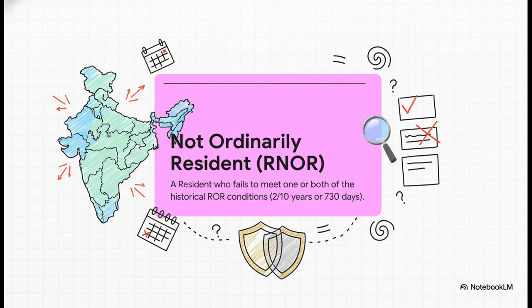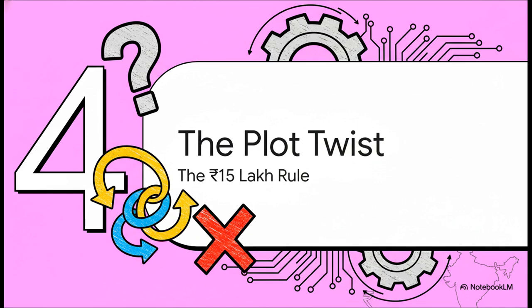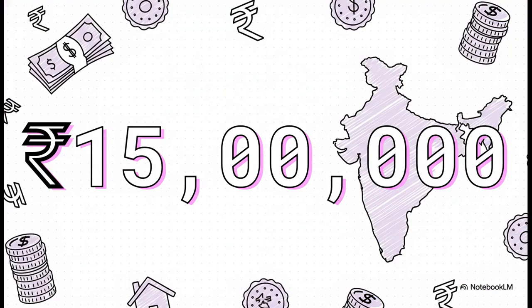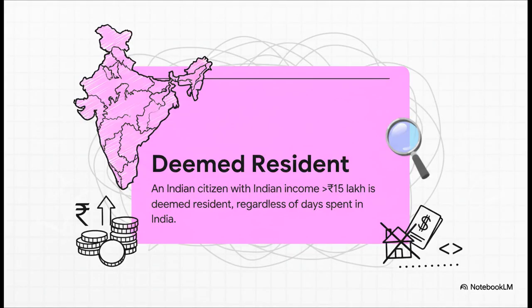you're technically a resident. Now, just when you think you've finally mastered all the day-counting rules, the law throws in a modern plot twist. This is a newer rule, and it can completely change the game, overriding everything we've just talked about. And it all revolves around this number, 15 lakh rupees. That's 1.5 million. It's an income level that can automatically make you a resident no matter what. Here's the kicker. If you're an Indian citizen and your income from Indian sources, we're ignoring foreign income here, is more than 15 lakh rupees, you can be deemed a resident.